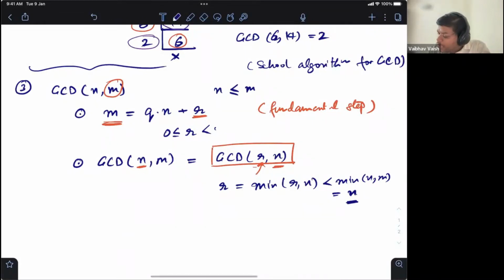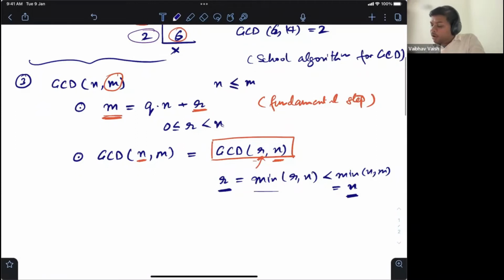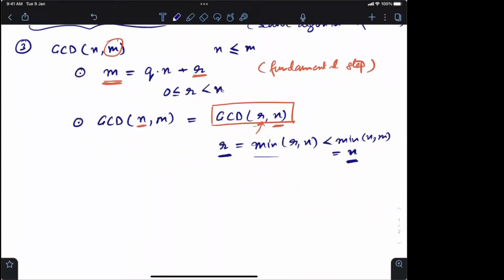Sorry, this should be n, right? So you're dividing by n. So the remainder has to be less than n. So the minimum of R comma n is strictly less than n. So this minimum is R. Okay, good. So this algorithm.